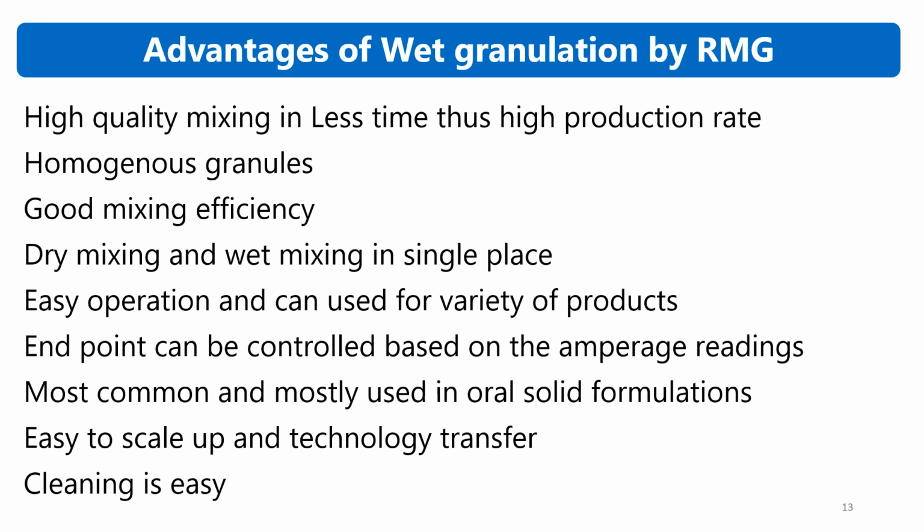Then come to the advantages of wet granulation by RMG. As the name indicates, it is a high shear granulator or rapid mixer granulator. So high quality mixing is there in less time, and that's why the production rate is faster. If you consider RMG granulation with top spray granulation, you can see that top spray granulation is time consuming. Then the advantages are homogeneous granules, good mixing efficiency, dry mixing and wet mixing in a single place, easy operation, and it can be used for a variety of products.